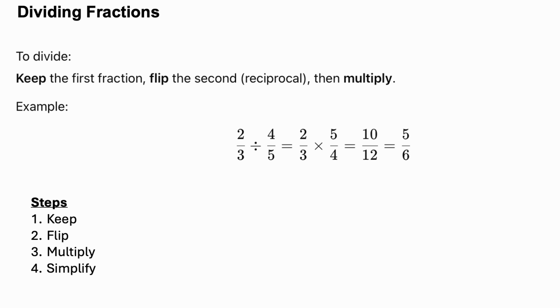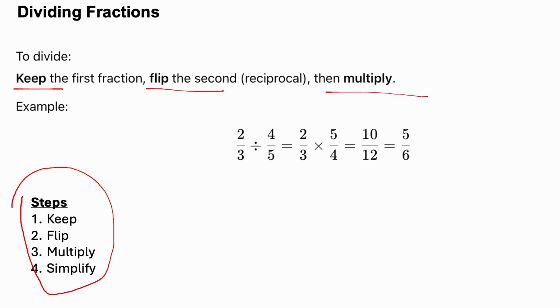Okay, now let us go over how to divide fractions. Again, the process is quite simple and follows 4 clear steps which I have written here. The first one is keep the first fraction, then flip the second and then multiply. So we will learn with the help of this example. So 2 by 3, and you have been asked to divide by 4 by 5. 2 by 3 divided by 4 by 5.